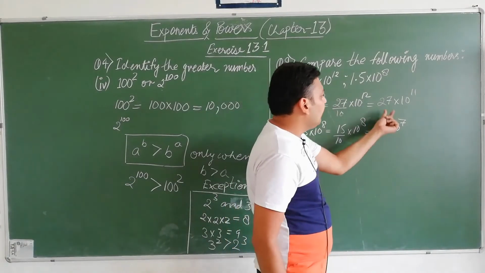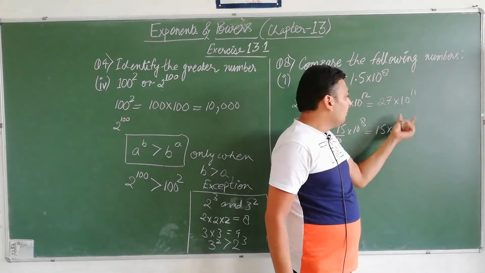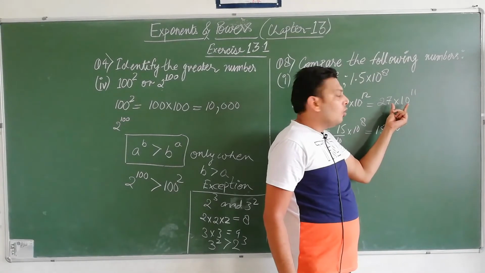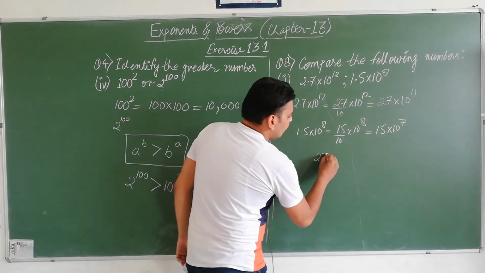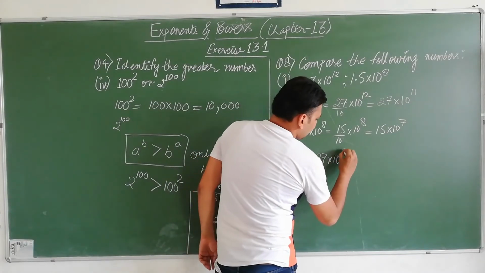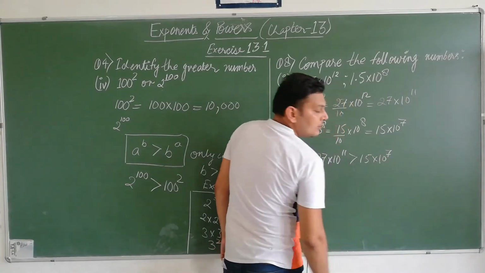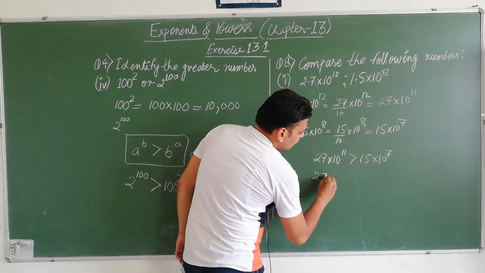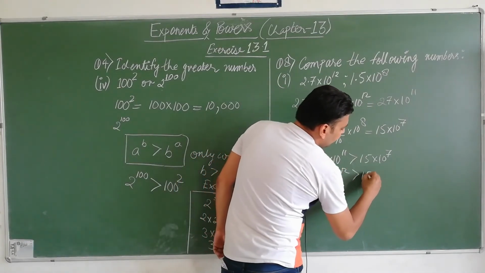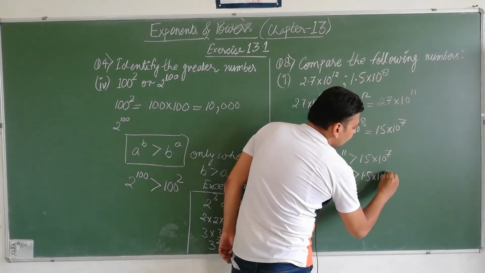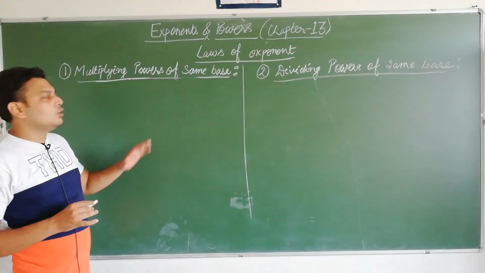Now it is easier to compare 27 into 10 to the power 11 with 15 into 10 to the power 7, because this number is having a larger number of zeros, so this will be greater than this one. So 27 into 10 to the power 11 is greater than 15 into 10 to the power 7, or we can say 2.7 into 10 to the power 12 is greater than 1.5 into 10 to the power 8. Okay. Now let's move ahead towards our class.